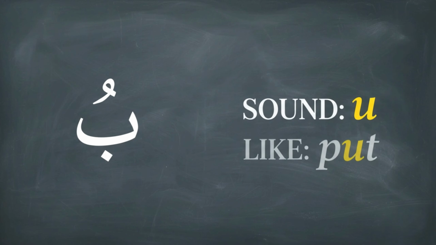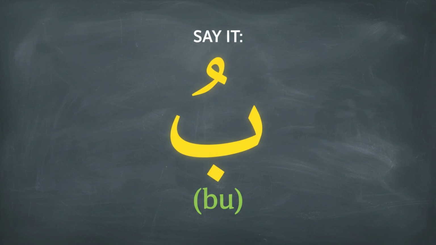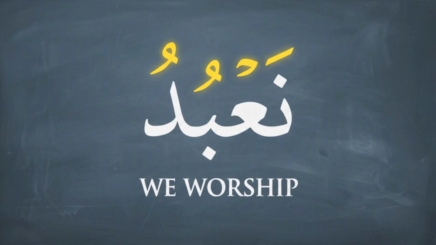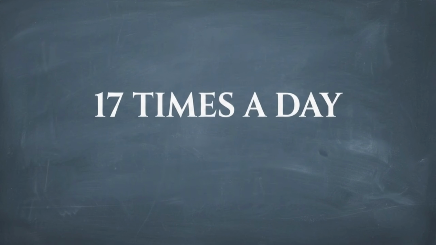Put a little curl on top instead and it's a Ḍammah, the sound oo, like in put. Say it, bu. Na'budu, we worship. 2 Ḍammahs right there in one word you say 17 times a day in Salah.